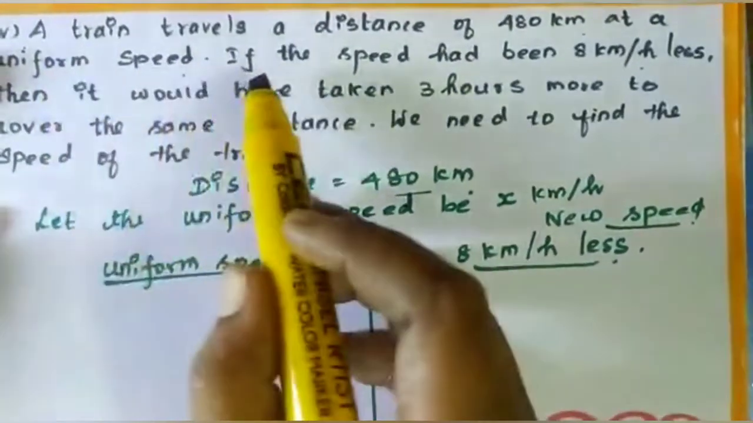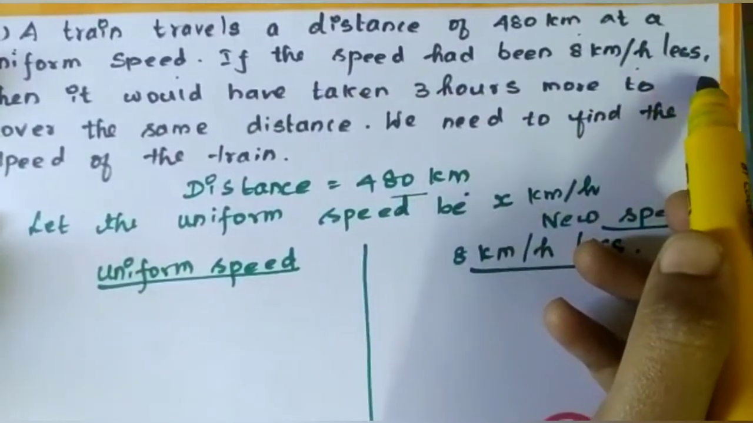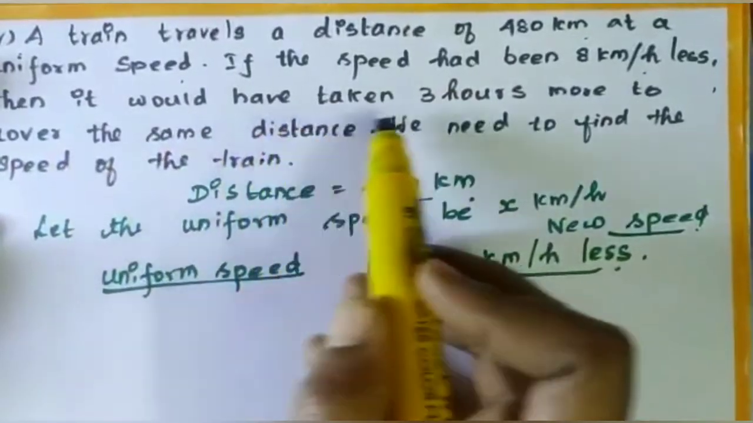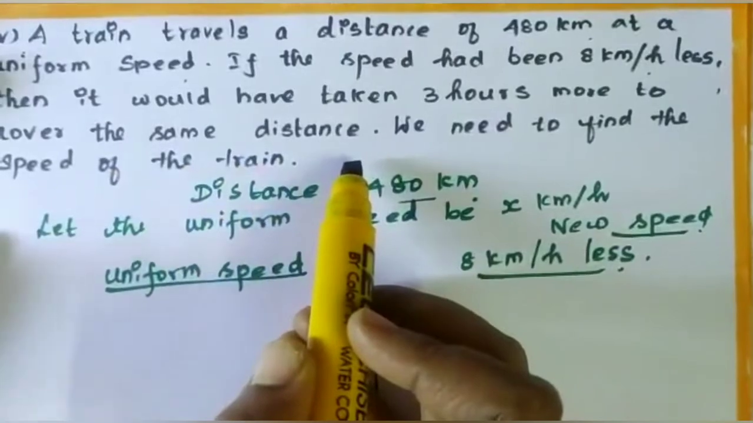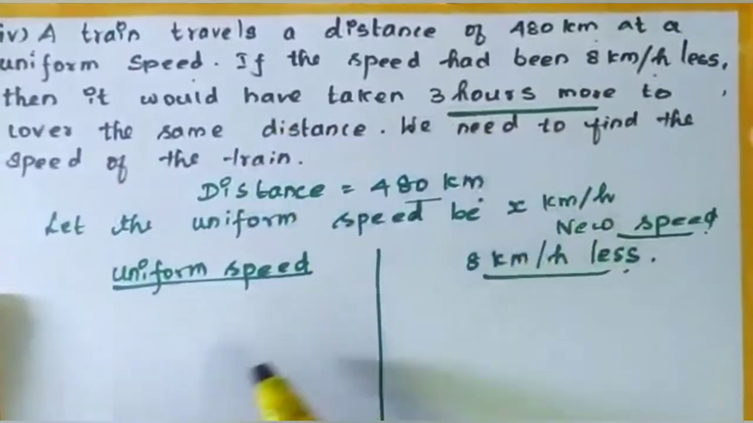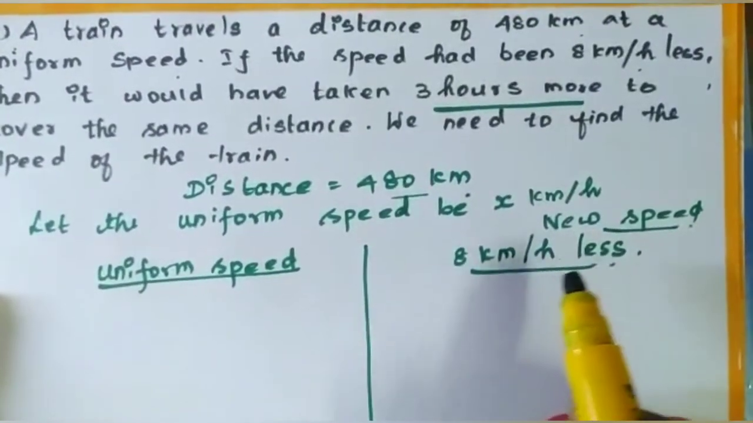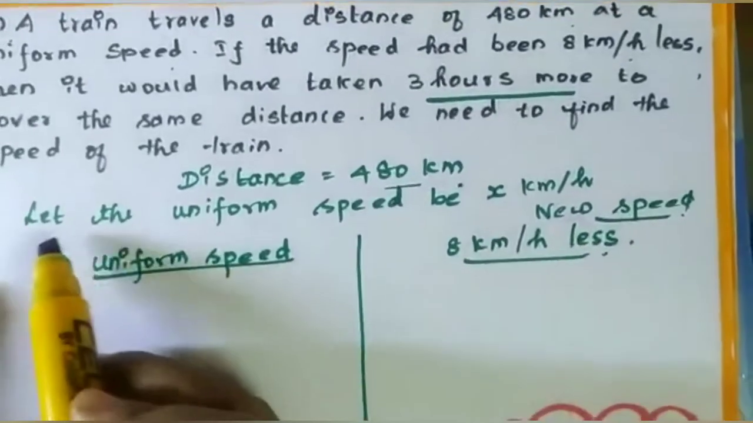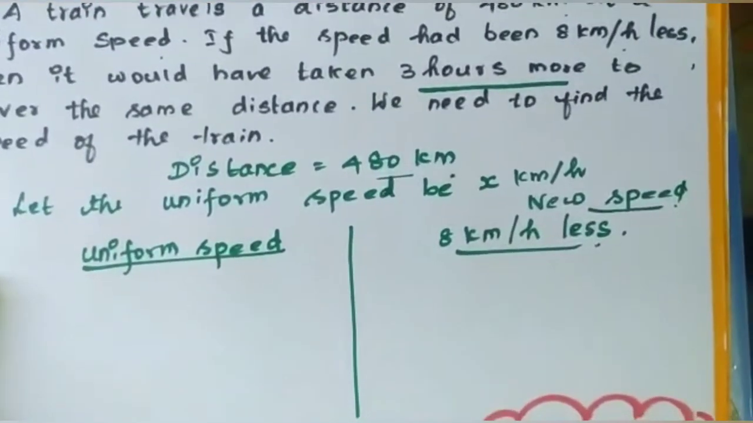Okay. So if the speed had been 8 km per hour less, then it would have taken 3 hours more to cover the same distance. So one is the uniform speed and another one is the new speed. The new speed is 8 km per hour less. Let the uniform speed be x. First we are going to take the uniform speed.